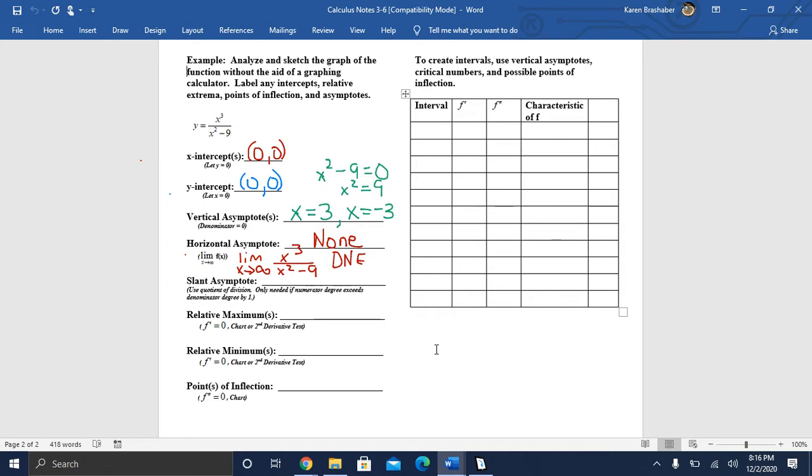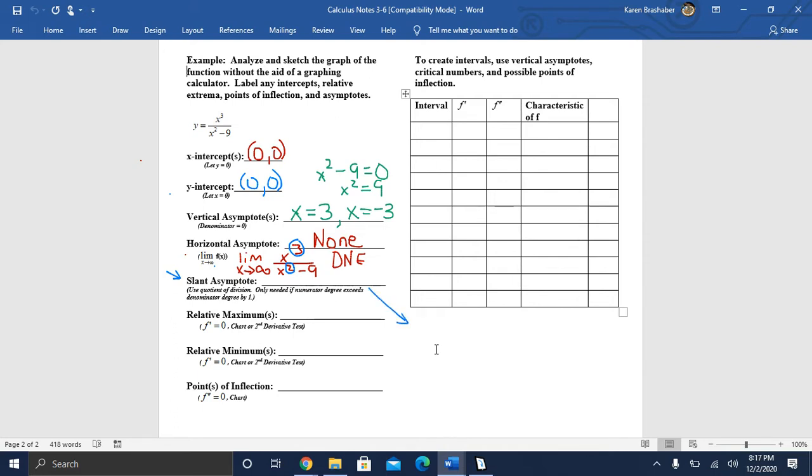Now, because it does not have a horizontal asymptote, we do have to look for a slant asymptote. Whenever the degree is bigger by 1, causing you not to have a horizontal asymptote, then we have to check for a slant asymptote. We'll do that by doing long division. So I'm going to do that off to the side here. So this is to get the slant asymptote.